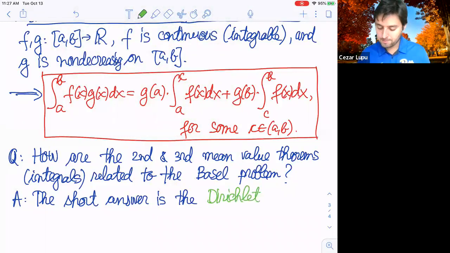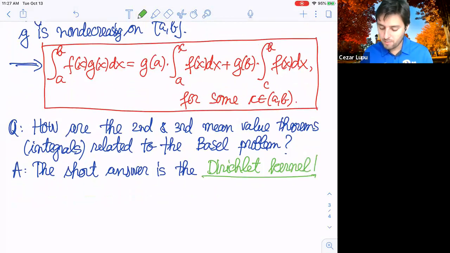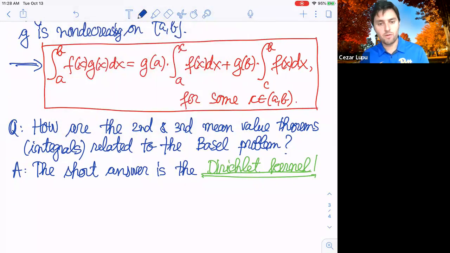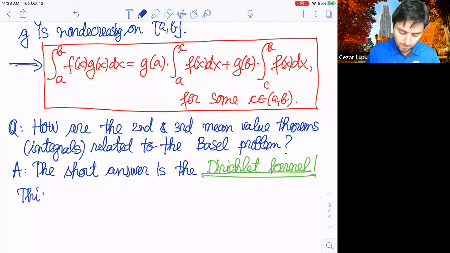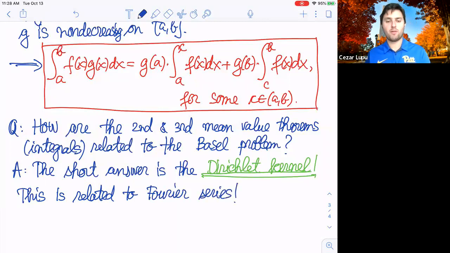And I will say a few words about this, because this is very important when you study Fourier series. When you talk about the convergence of the Fourier series, you have to talk about the Dirichlet kernel. So this is related to Fourier series. There is no way you can avoid talking about the Dirichlet kernel when talking about Fourier series.